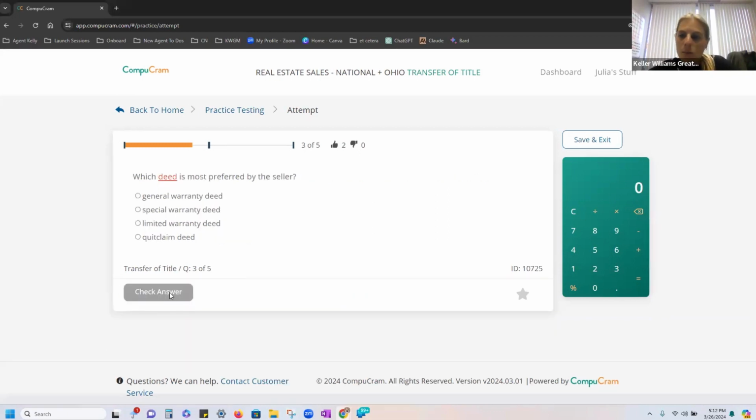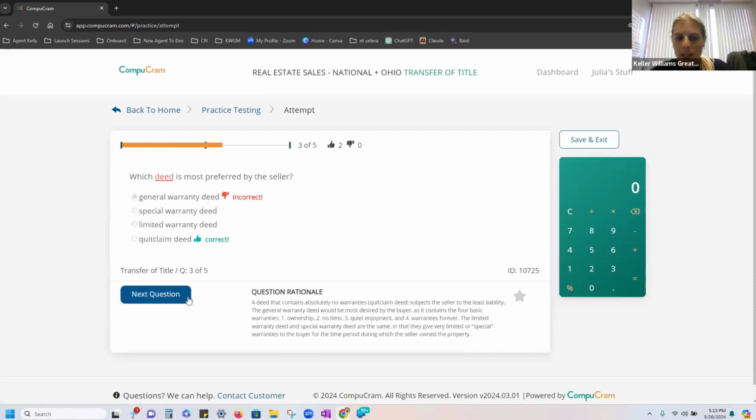Which deed is most preferred by the seller? A, general warranty deed, B, special warranty deed, C, limited warranty deed, or D, quitclaim deed. So which deed is most preferred by the seller? And a deed is a written instrument transferring the grantor's ownership of or interest in real property. So which is most preferred by the seller? All right, A, general warranty deed.